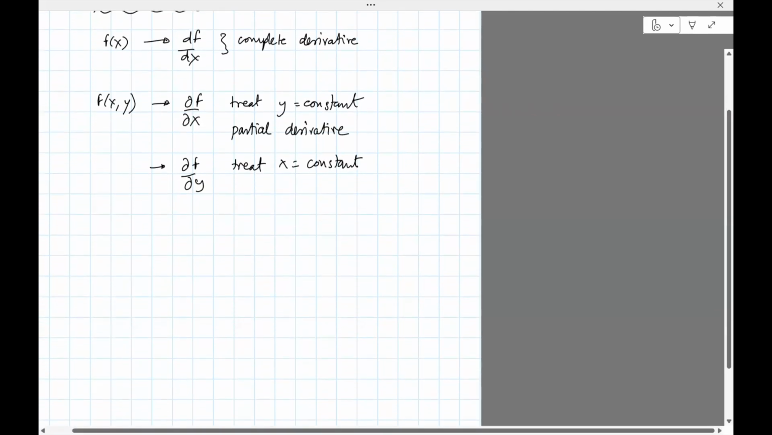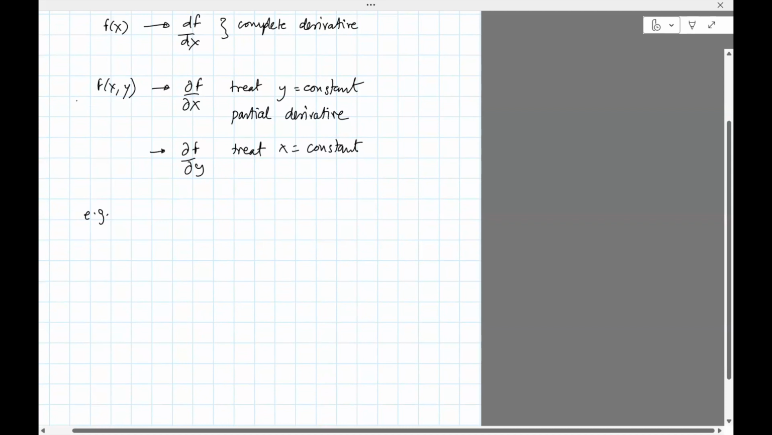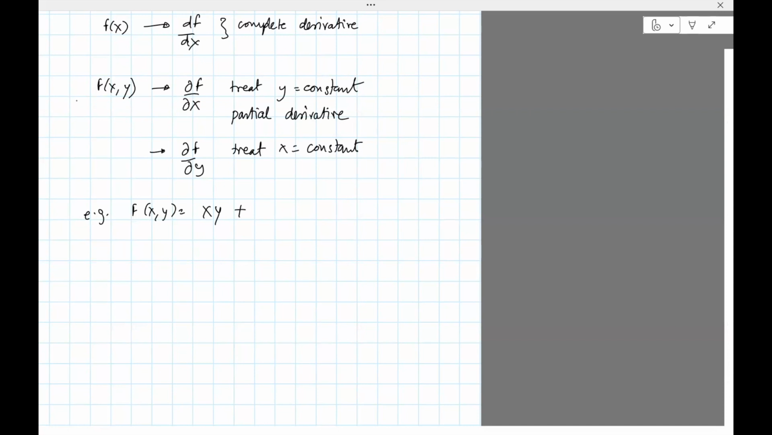An example, just to recollect, if you had f of x comma y equals xy plus x squared minus 2y, just a made up example. If you are told to compute df dx, you need to differentiate this expression, treating y as a constant and doing all the operations you normally do for x. In this case, with xy, if y was a constant, the derivative of xy would be y.